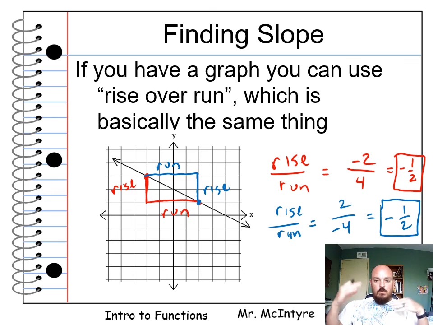As long as you're careful with the positives and negatives, meaning rise is positive if you go up and negative if you move down, and run is positive to the right and negative to the left. And as long as you remember those and you're careful with those, either one will work.